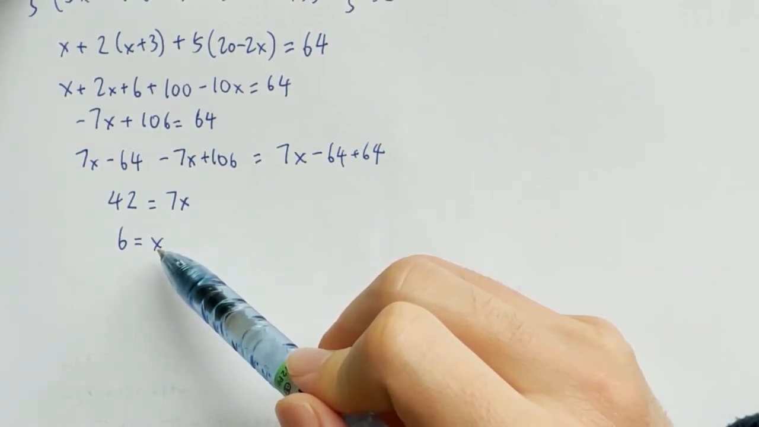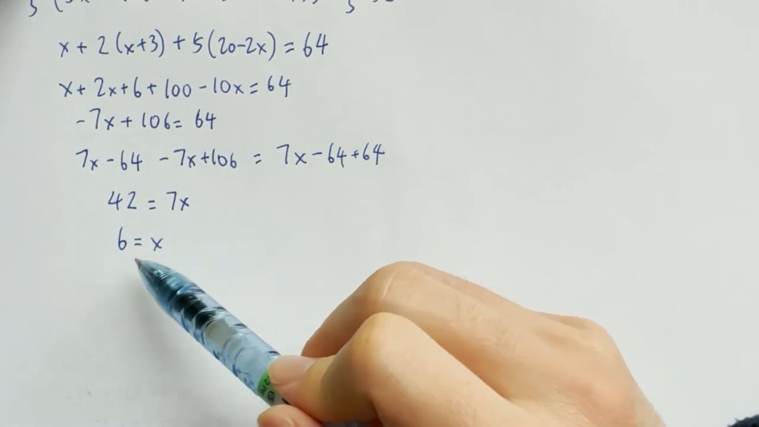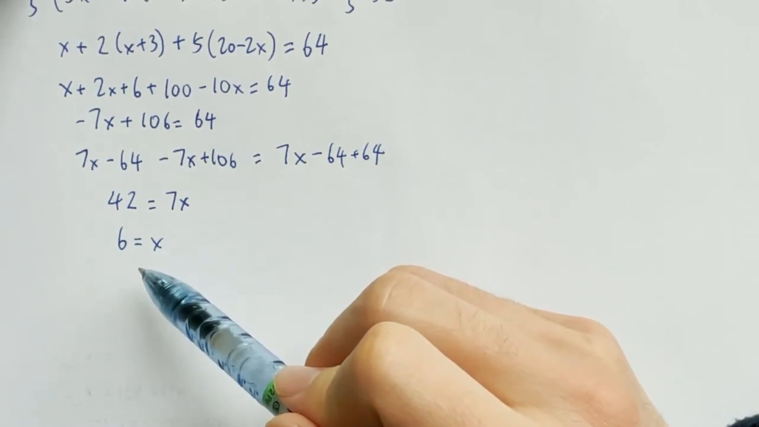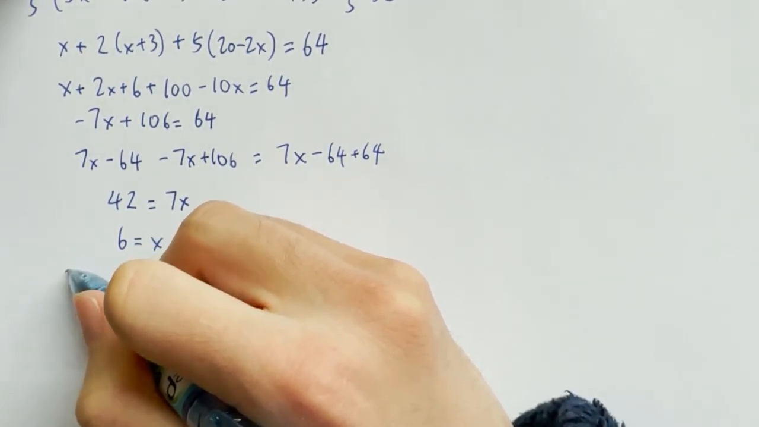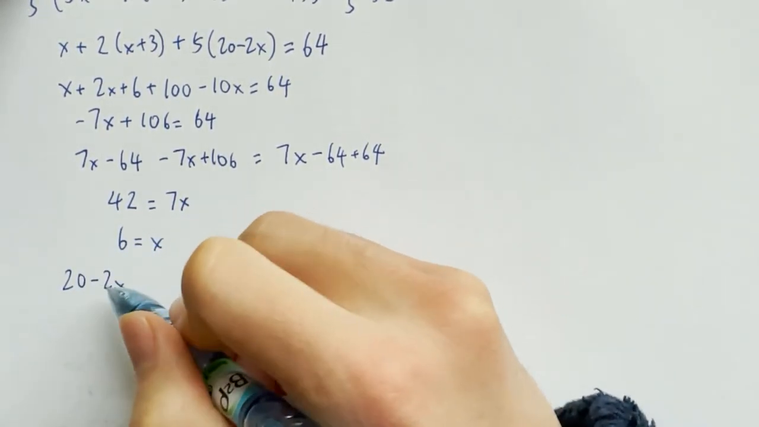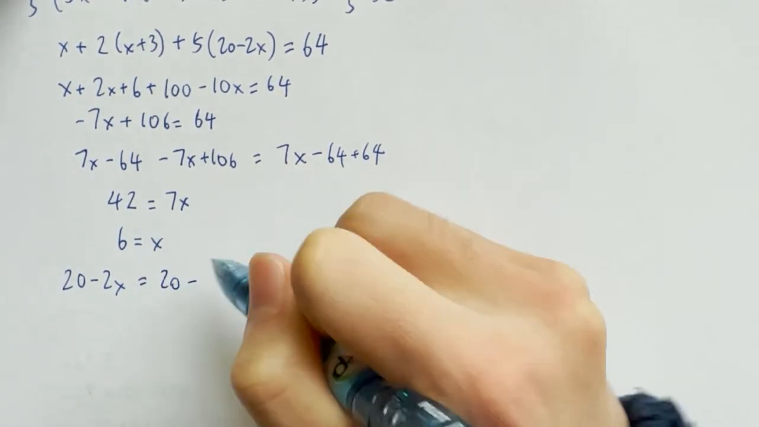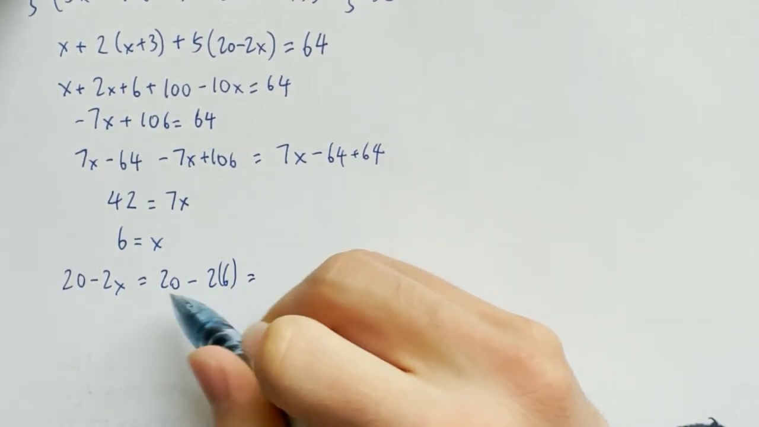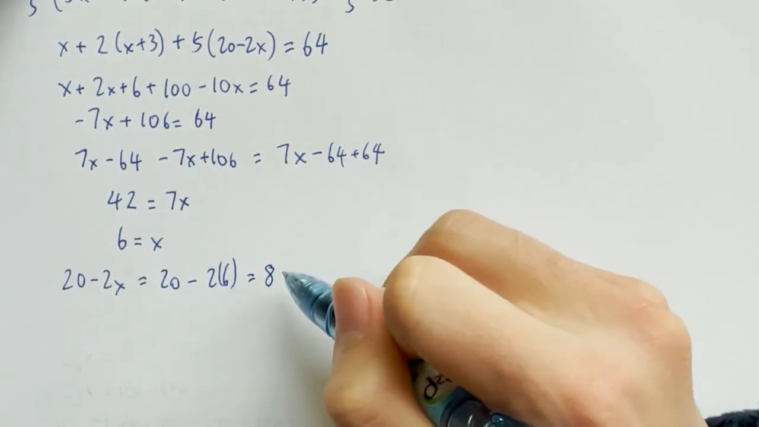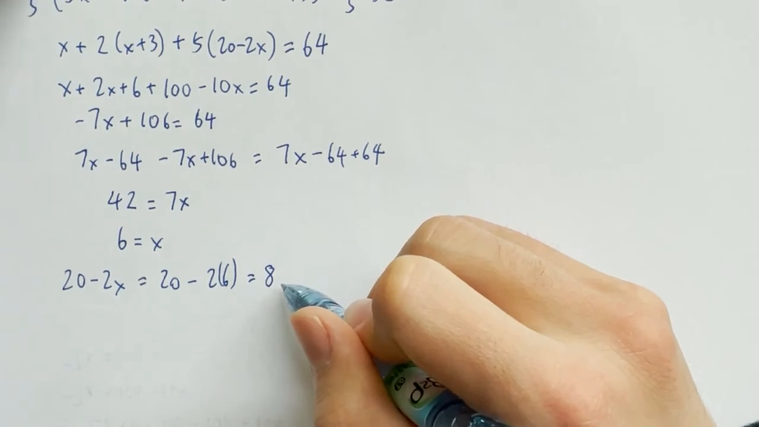And remember, in the beginning, we set x to be the number of 5-cent coins. Now we look back at the question and see what value we're looking for. So we have the number of 5-cent coins, and we need the number of 25-cent coins. And we said the number of 25-cent coins was 20 minus 2x. Substituting in the value of x equals 6 here, we get 20 minus 2 times 6. And 2 times 6 is 12, and 20 minus 12 is 8. So this means that Joe has 8 25-cent coins.